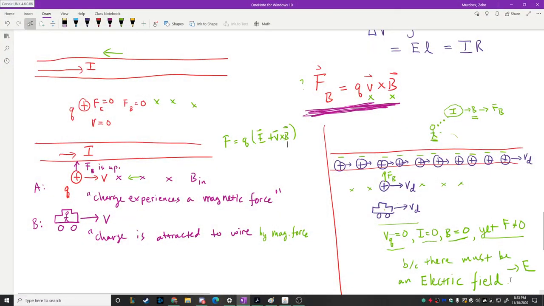Does our textbook explicitly talk about how the electric field and the magnetic field depend on reference frame? I don't think your textbook does. But what you can do, let me find it. If you can find your 1C lab manual, I'm going to grab mine one second.